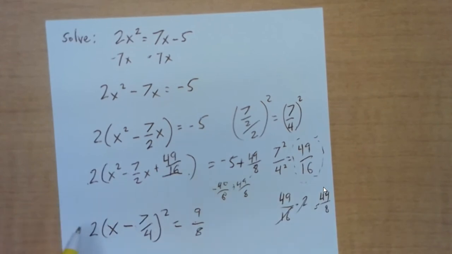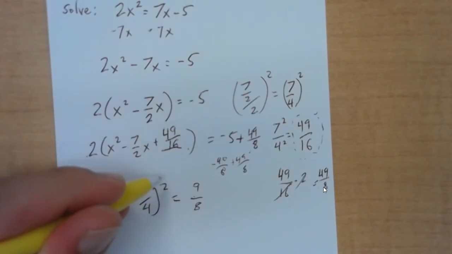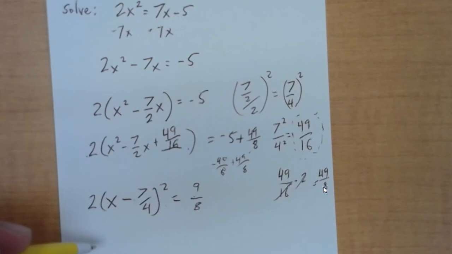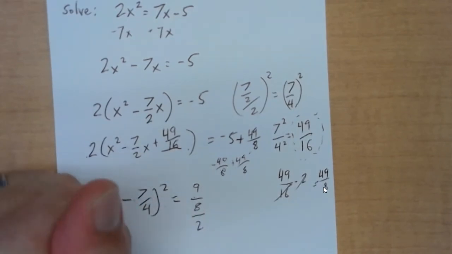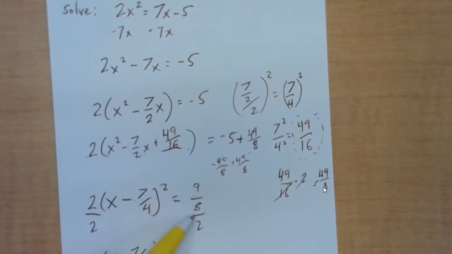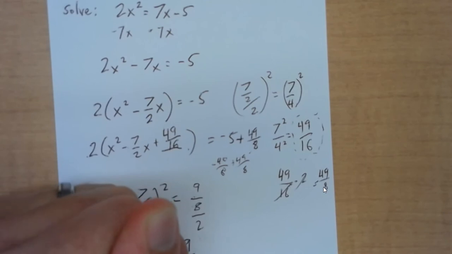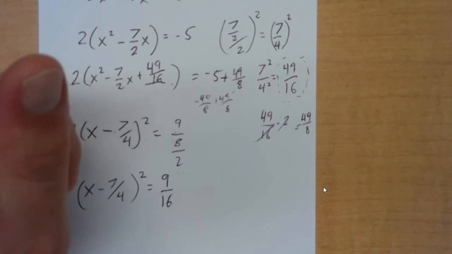And now here is where you usually move this over and you have vertex form. But in this case, we're going to do something different. We could take the square root, but we need to get rid of this coefficient first. So you need to get rid of the a coefficient before taking the square root. Divide by 2. So 9 eighths divided by another 2, that's going to be 9 sixteenths. And now that the coefficient is out of the way, we can take the square root of each side.